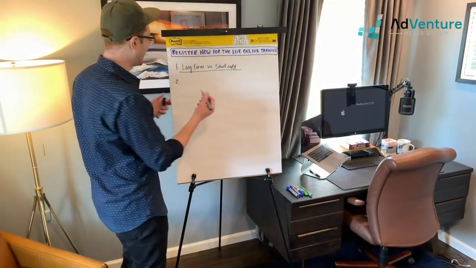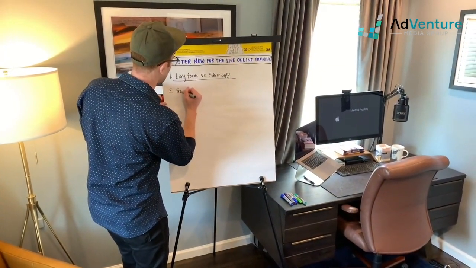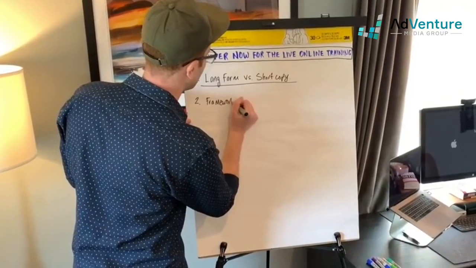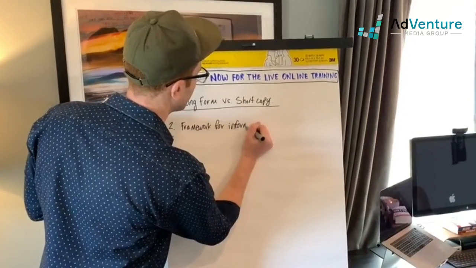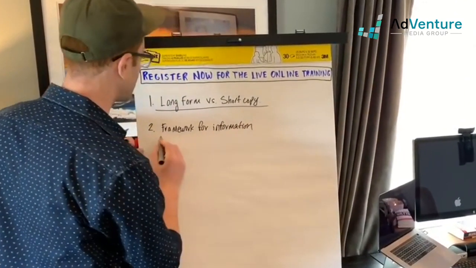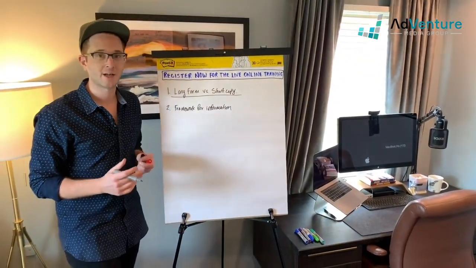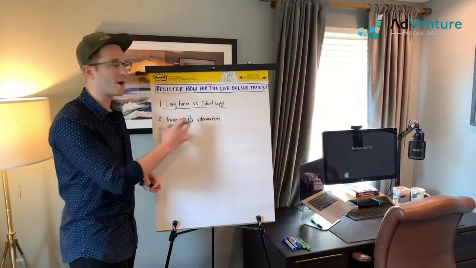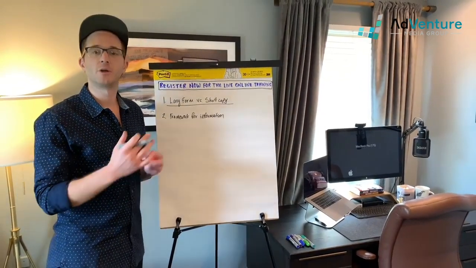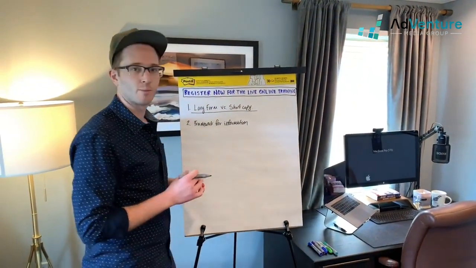The second one is you need a template, a framework for your information. You need to know how to lay out the information on the page. You need to know about information architecture. You need to know how to write long form copy, how to write short form copy, where to put different elements on your page, front-loaded social proof. That's a very, very important element.